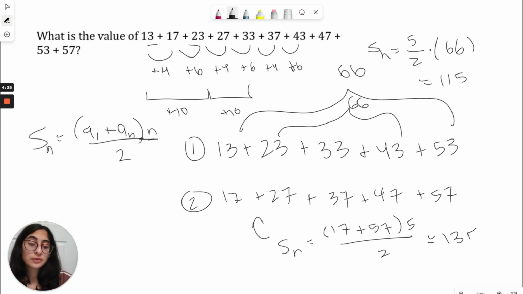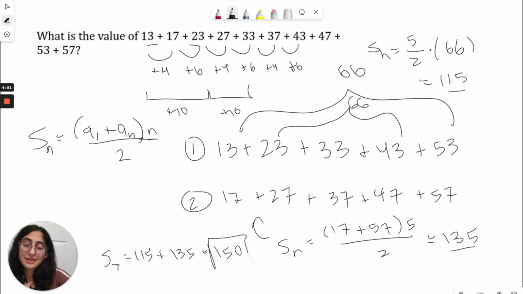So now we just have to add up both of these sums of the individual sequences. The total sum is going to be 165 plus 185, which is equal to 350. So that right there is our final answer.